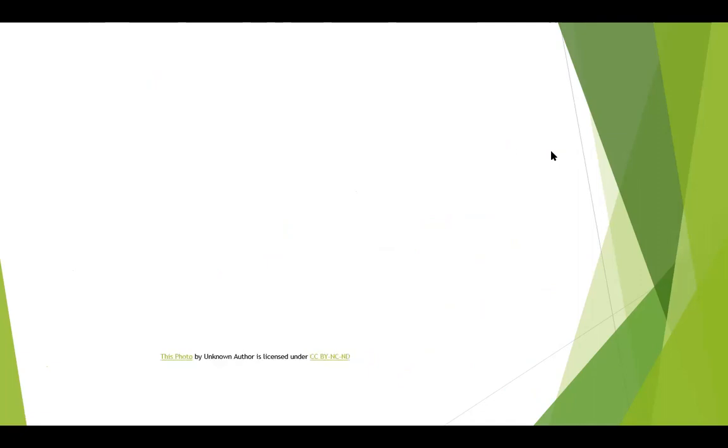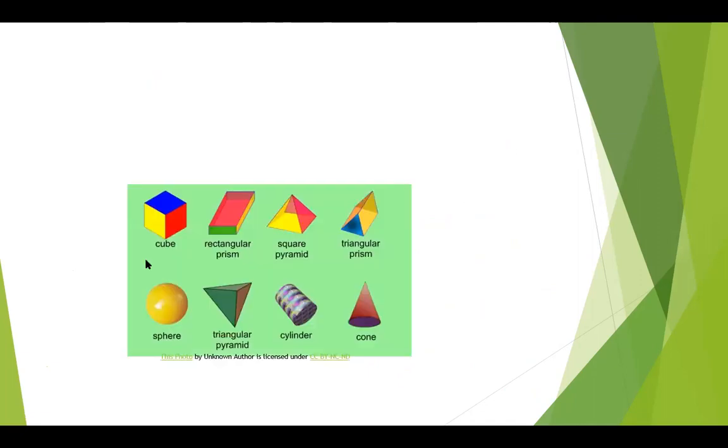Next, here you can see the cube, and here a rectangular prism, you can also call it a cuboid.